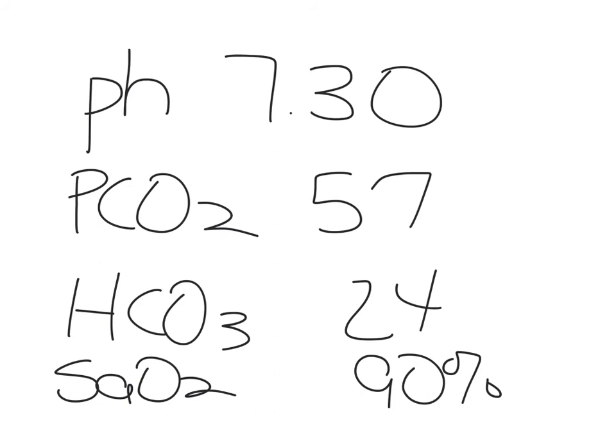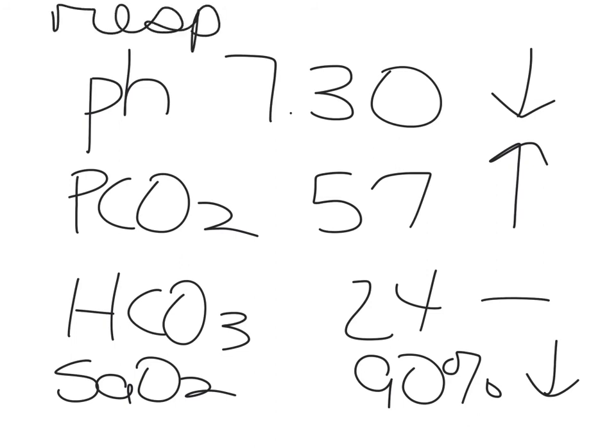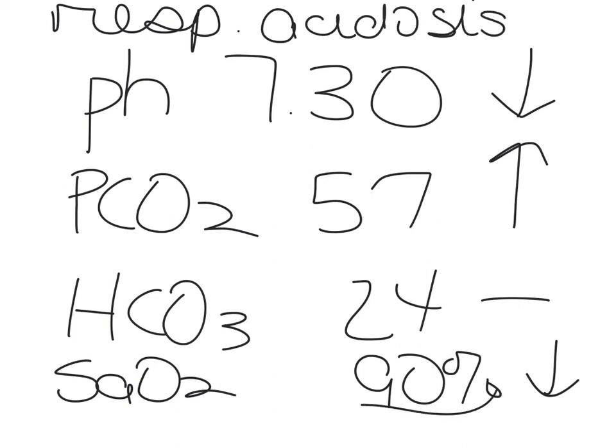So the pH is 7.30. That's low. The PCO2 is 57. That's high. The bicarb is 24. That's normal. The sat is low. So what is our primary disturbance? We have a respiratory acidosis with hypoxia though too, because look, we have this.